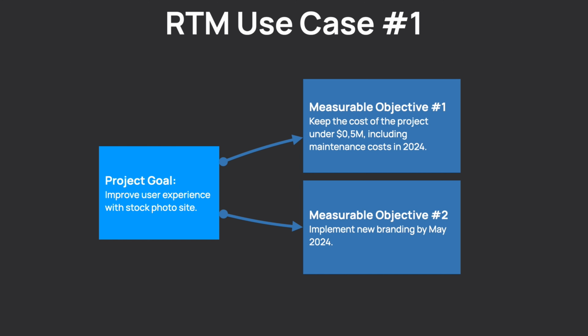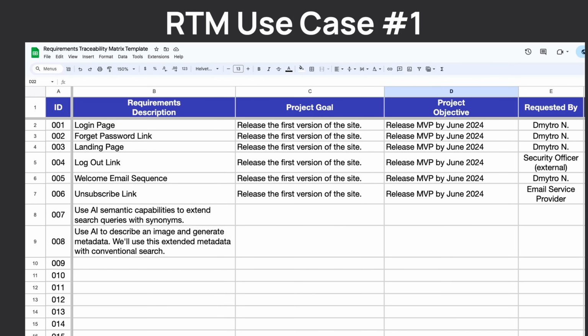We must keep the project budget under $0.5 million, including maintenance cost in 2024. Next, we collect two requirements from different stakeholders. The first one says, use AI semantic capabilities to extend search query with synonyms. The second one suggests using AI to describe each image and use the description as metadata for search.